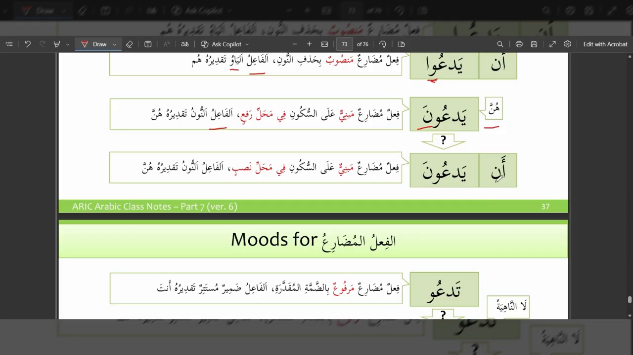Again, when we put un in front of it, it is important to note that there are no changes. It remains the same because this is mabniyun, this is fixed. So it does not change. It remains the same. An yad'una, that they all are calling. So this is again when we analyze it becomes فعل مضارع مبني على سكون في محل نصب. That it is a present tense fixed on the sukun in the state of nasab. And the doer here is again the noon taqdiruhu hunna. Shows us that it is hunna.